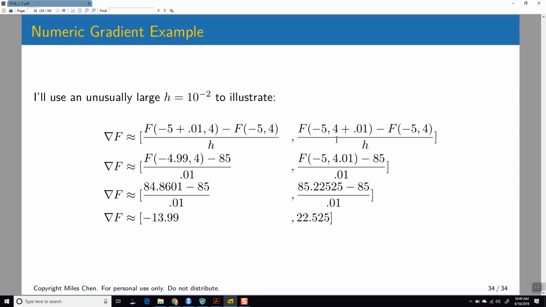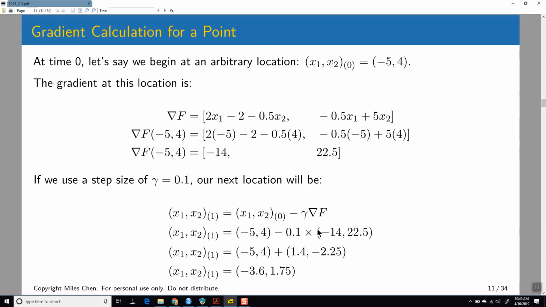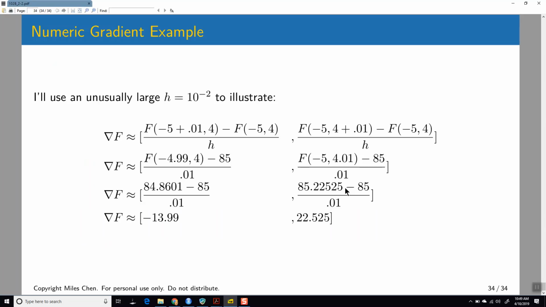I do the same thing over here, and I leave -5 alone, but I perturb 4 by 0.01. So I have -5, 4.01, and that gives me 85.225 minus 85, and I divide by 0.01. So I get -13.99 and 22.525, which is approximately equal to what we calculated analytically, which said our values are -14 and 22.5. If I were to see results like this, I could be confident that my analytic approach to the gradient is correct because it matches this numeric gradient check.